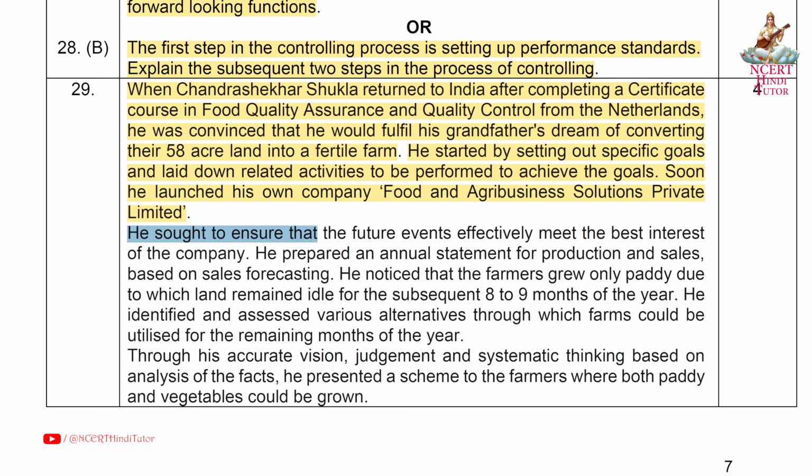He sought to ensure that the future events effectively meet the best interest of the company. He prepared an annual statement for production and sales based on sales forecasting. He noticed that the farmers grew only paddy, due to which land remained idle for the subsequent 8 to 9 months of the year. He identified and assessed various alternatives through which farms could be utilized for the remaining months of the year. Through his accurate vision, judgment, and systemic thinking based on analysis of the facts, he presented a scheme to the farmers where both paddy and vegetables could be grown.